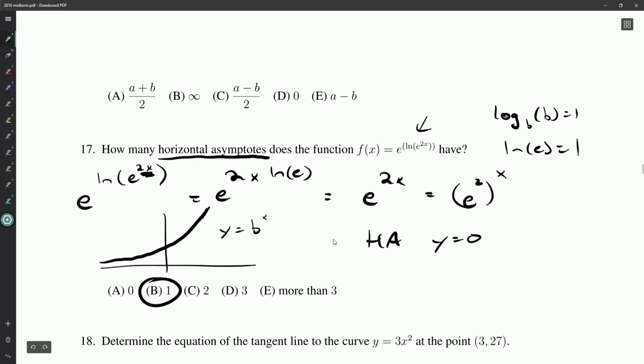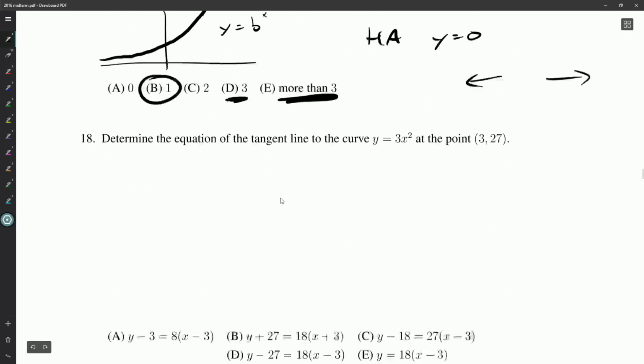I'd just like to re-emphasize a point that I make in class every once in a while. These answers of 3 and more than 3 are impossible. No function can have more than 2 horizontal asymptotes, because you can get one heading left and one heading right, but that's it. It's not like vertical asymptotes where you can have really as many as you want.